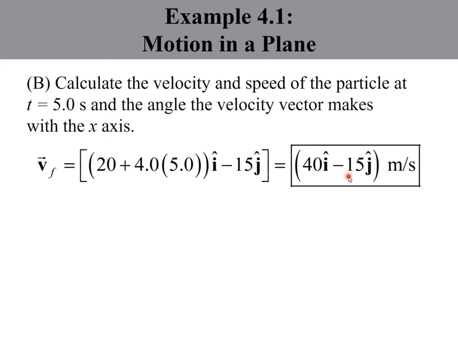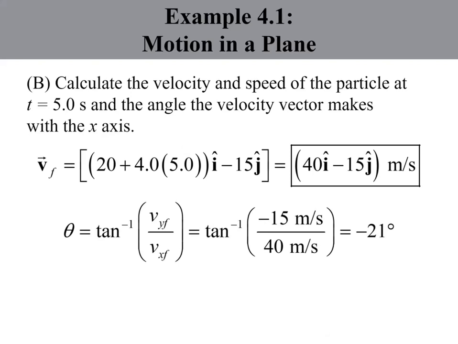40i minus 15j. And then the angle, given by theta, equals tangent inverse of opposite over adjacent, where opposite is y and adjacent is x. So y just now is negative 15, and then x is 40. Put the values, then we have negative 21 degrees.